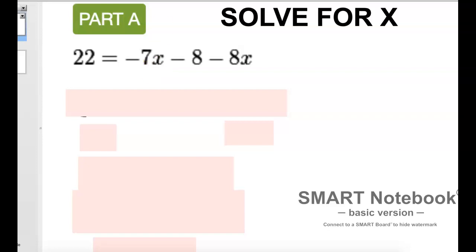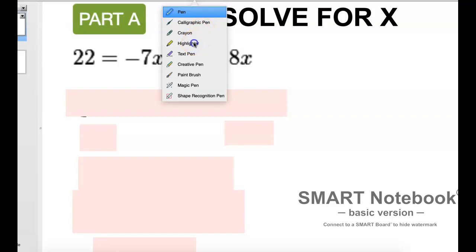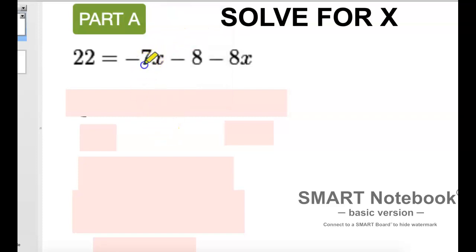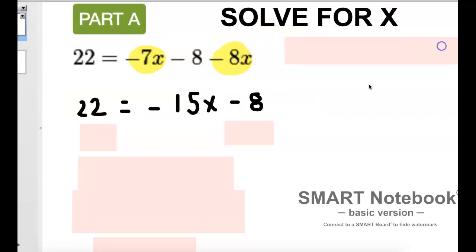So what we want to do first is combine any like terms that we have. If we look on the right side of the equal sign, we have a negative 7x and then a negative 8x. These are like terms because they both have the same variable. They both have an x in them. So we're going to combine them. Negative 7x minus 8x is going to give us negative 15x. We're just combining our like terms on the same side of the equal sign, so we're not using any inverse operations yet. So the next line of our equation is going to be 22 equals negative 15x minus 8.